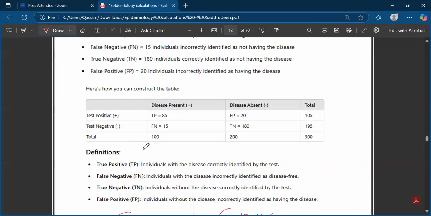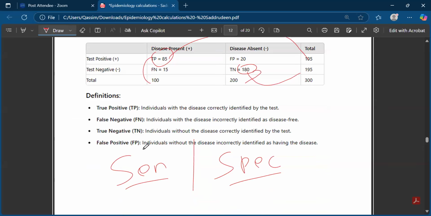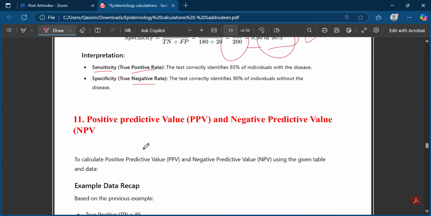If you're told to calculate sensitivity, specificity, your mind should reverse. Just take this, you go down. If you're told to calculate specificity, just take 180, you go like that. If you're told to calculate positive predictive value, negative predictive value, just go across the way you're calculating the relative risk. Sorry, it's not this 15. It's supposed to be the 180. You go and divide by 195. Are we clear there? Are we clear?